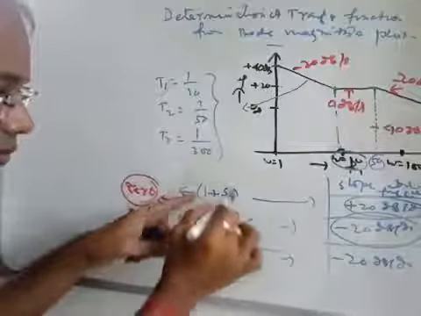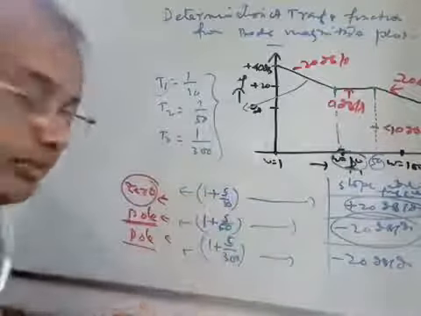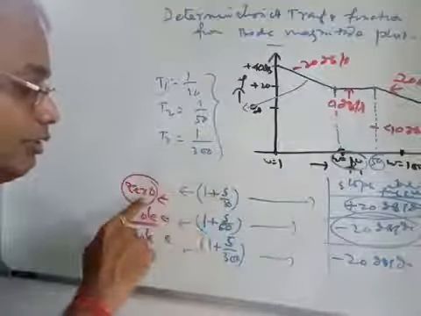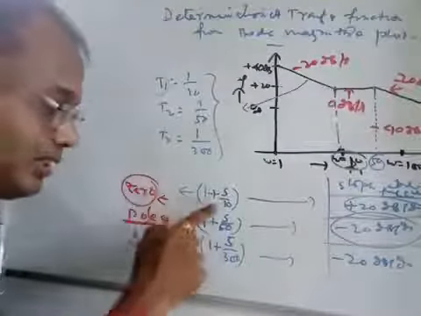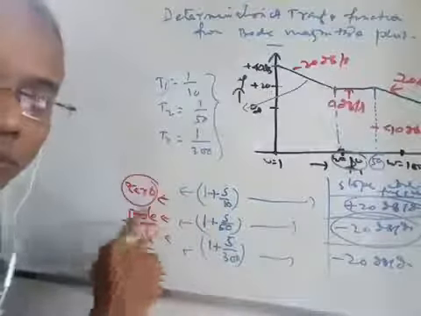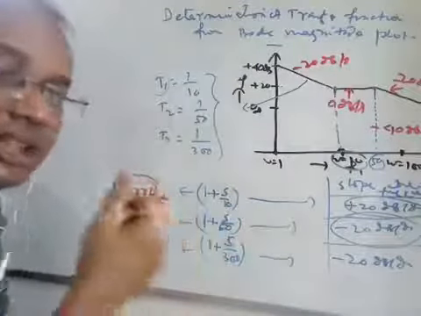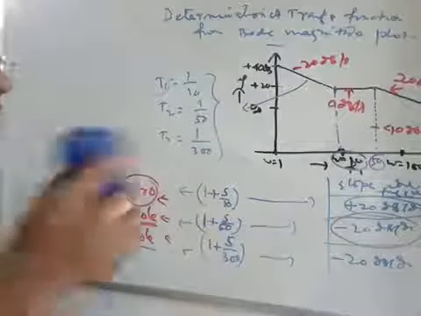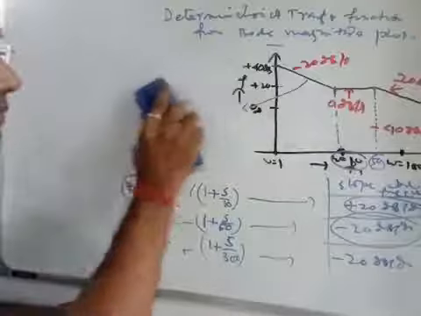So 1 plus s by 10 comes from the corner frequency. Now this is contributed due to a factor of zero. That means this factor will be in the numerator part. This factor is for a pole. Pole means you will get it in the denominator part, and so on like this. So I will write all these factors here.